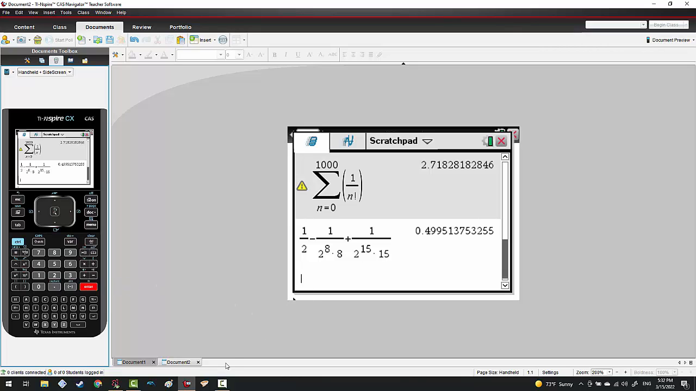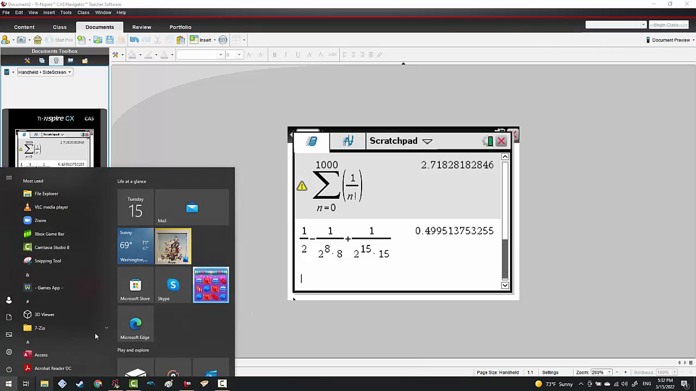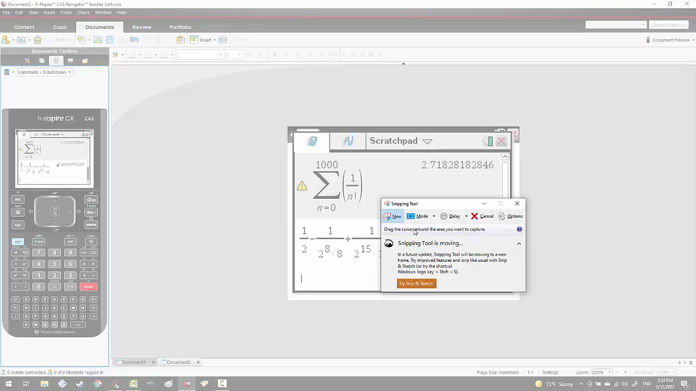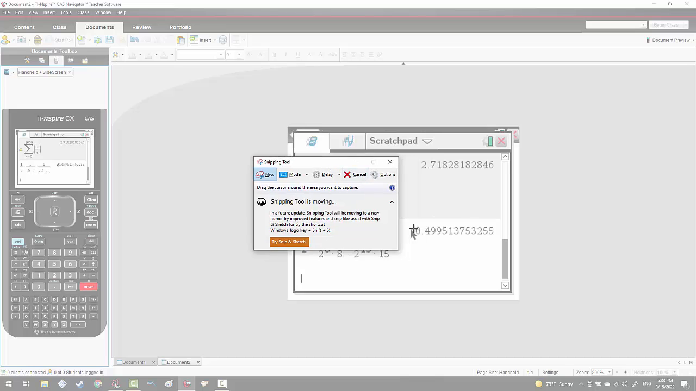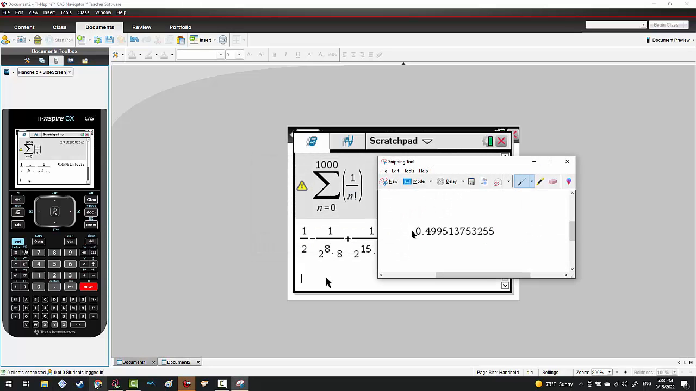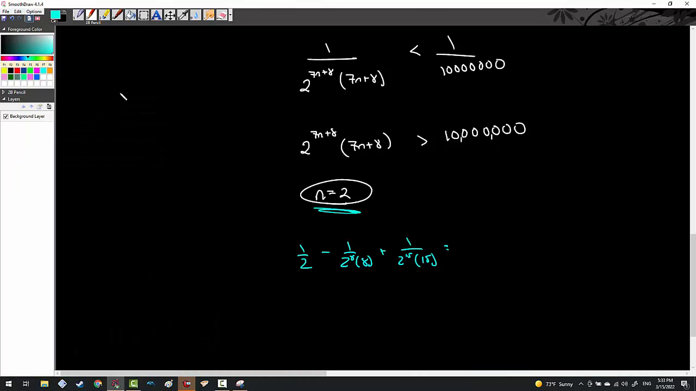0.499513. Okay, 0.4995. In fact, you know what? I'm just going to copy that in. I don't want to make a mistake here. So I will do that. And what I get is this number right here. I even got a little bit of the cursor right there. Sorry about that. And so that is my number, accurate to 10 to the negative 7.